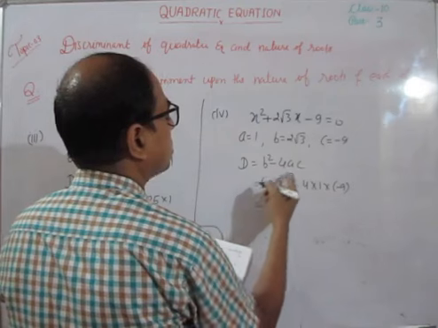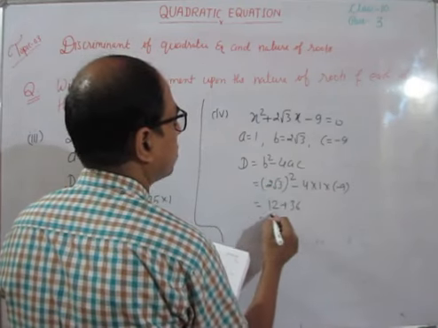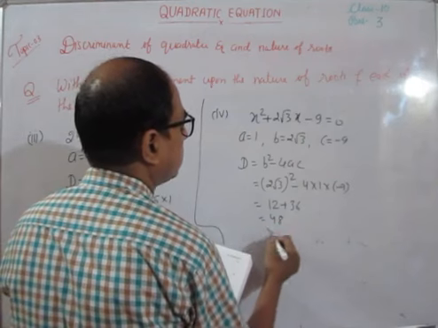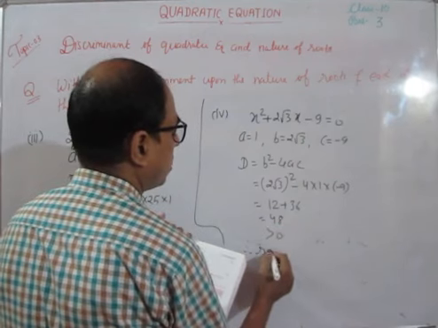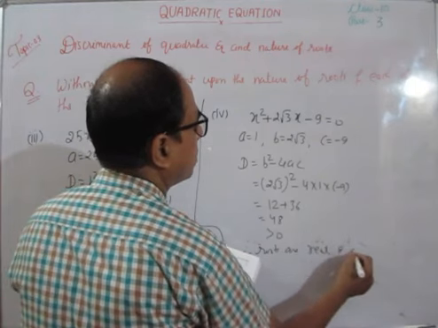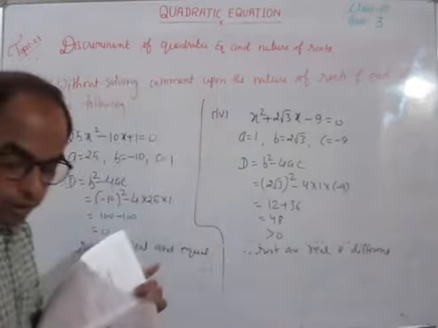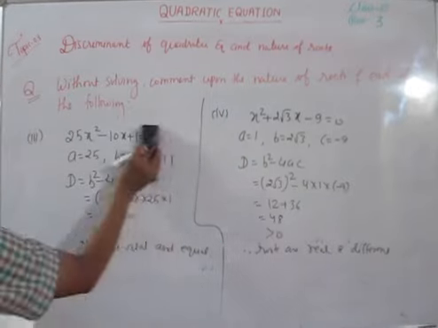So it will be 2 square 4, 4 times 3 is 12, and plus 36. So it is 48, which is a positive number. So roots are real and different. Now let us take one more example.